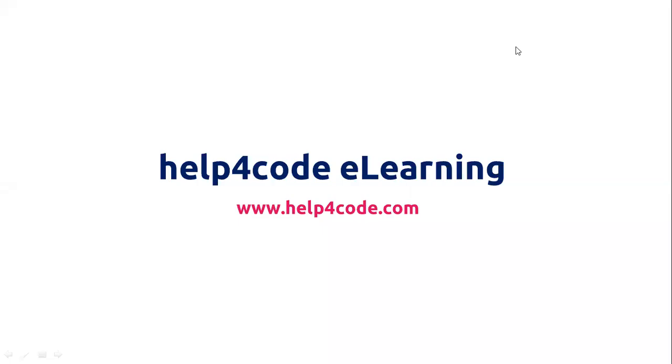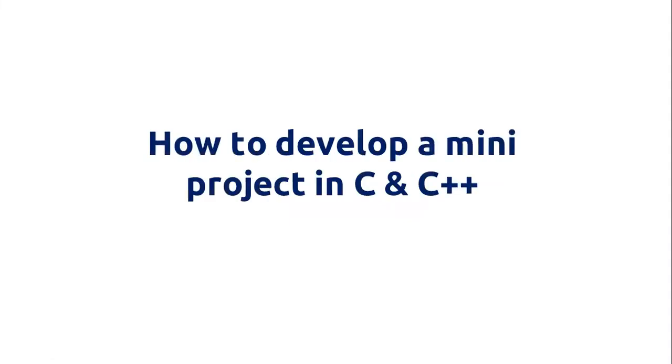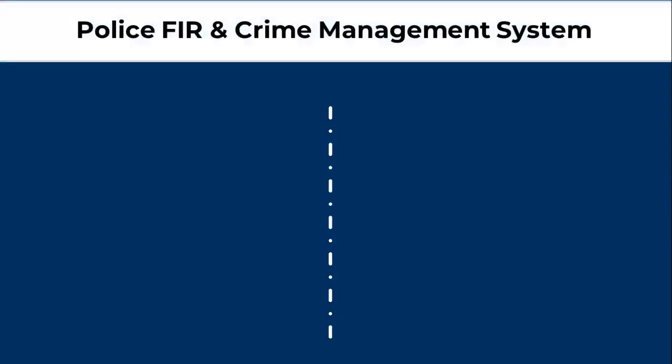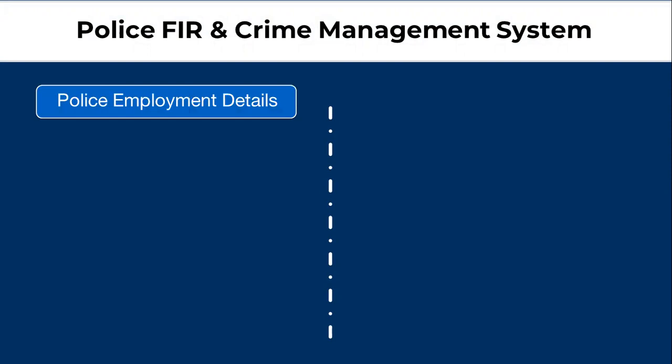I'm Ashish Gadpale, your C++ trainer, and today we are going to discuss how to develop a mini project in C and C++. In C and C++, we are going to develop a project that is Police FIR and Crime Management System. In Police FIR and Crime Management System, there will be two modules. First one is Police Employment Detail and second one is FIR System.